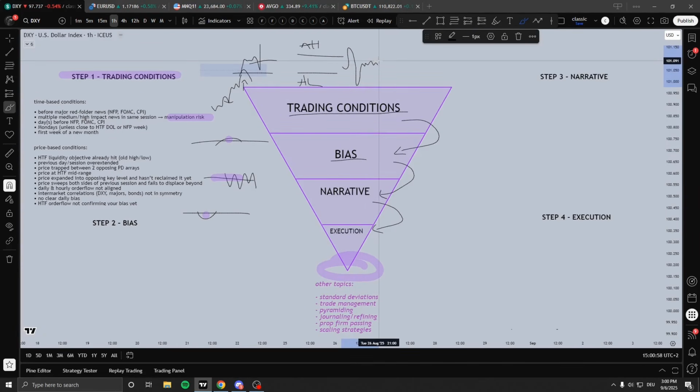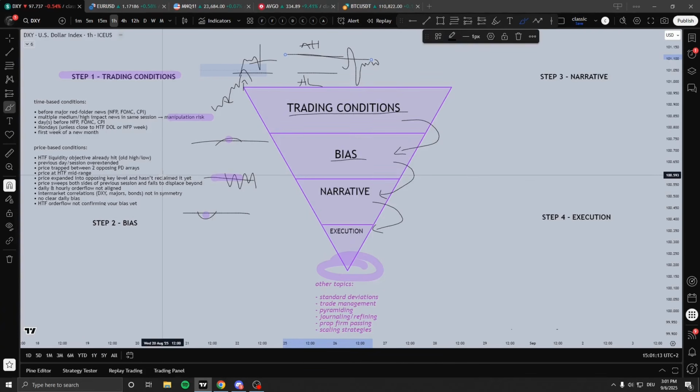So it closes back inside the range of the Asian range without being able to close or displace either to downside or to upside, and that's usually an indication of a seek and destroy profile, especially if other things of that list are being met.